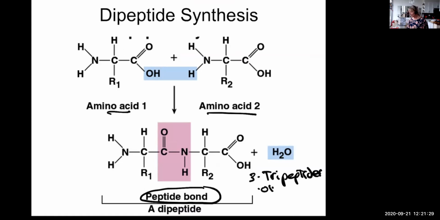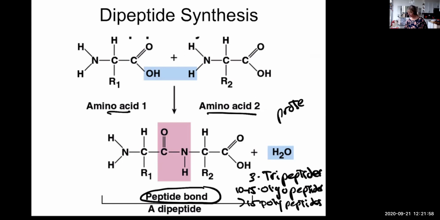There's oligopeptides. They have between, let's see, 10 to 15 or so. Polypeptides. They have more than 15. And I'm running out of room. Proteins have generally greater than 100 amino acids.